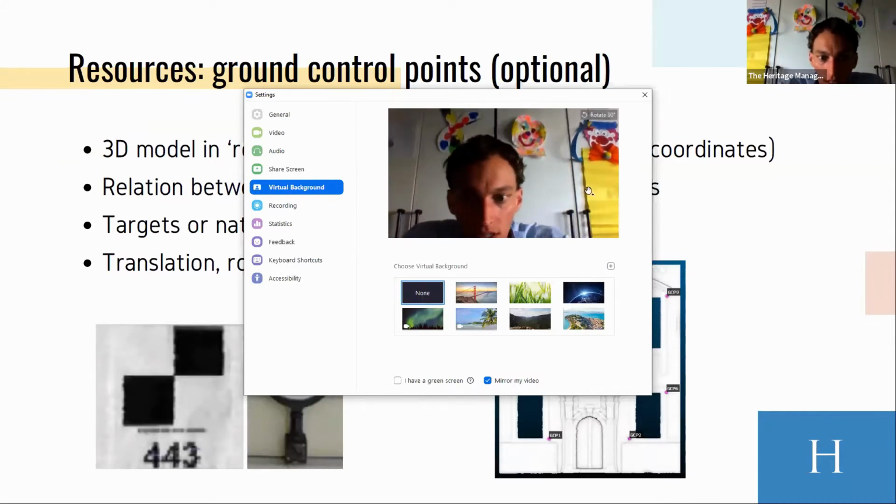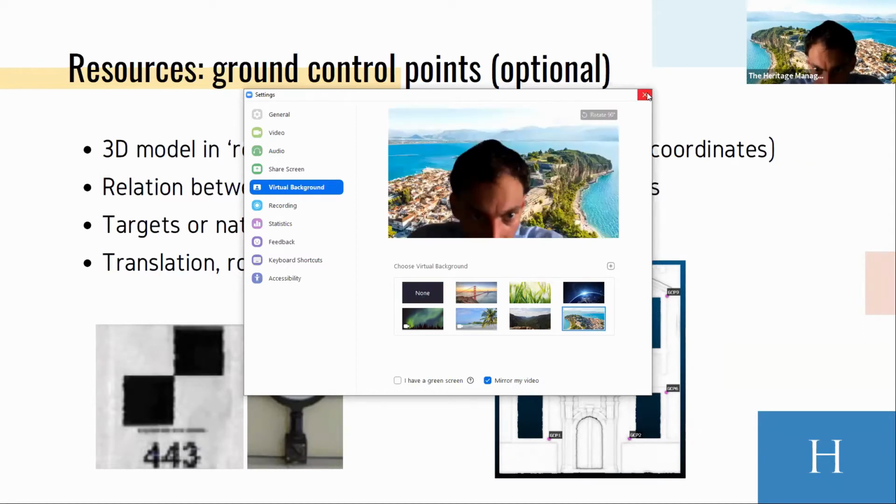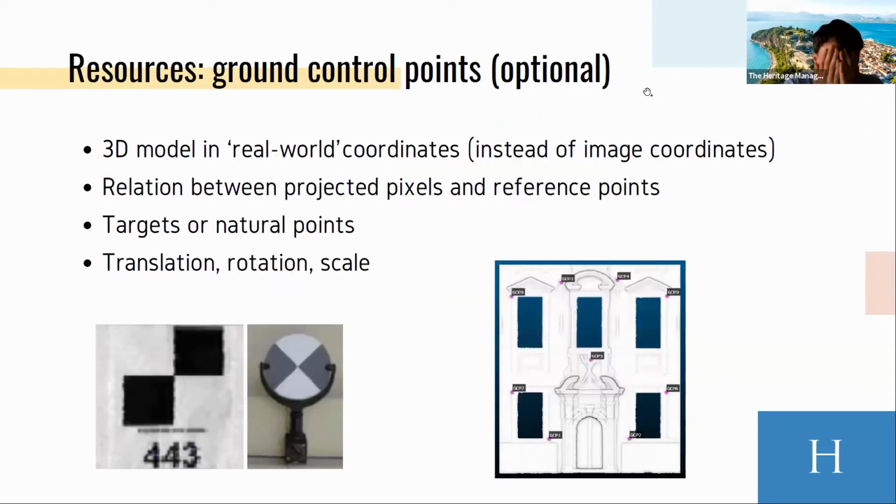With both targets and natural ground control points, it is very important to respect the distribution of your points, both in X, Y, and in Z. So in all three directions of your Cartesian system, the distribution of your ground control points should be as equal as possible. And by doing that, you will actually spread out the possible error for the translation, rotation, and the scaling of your 3D model.